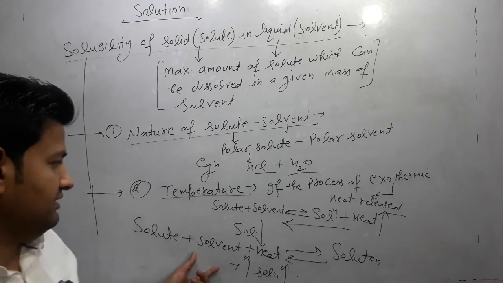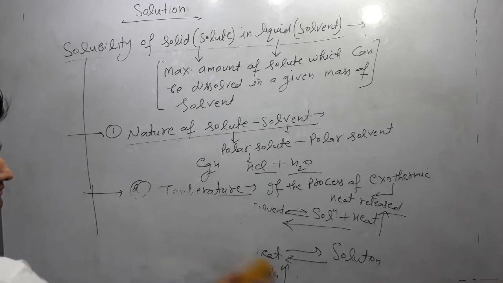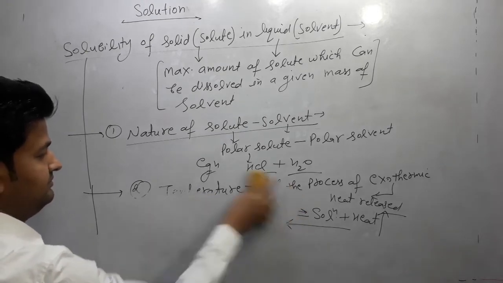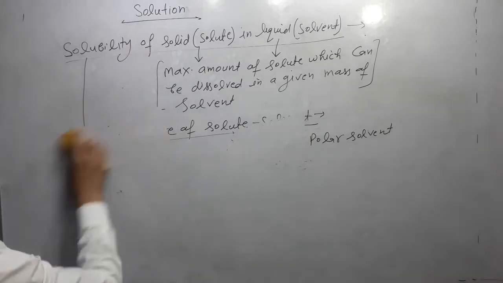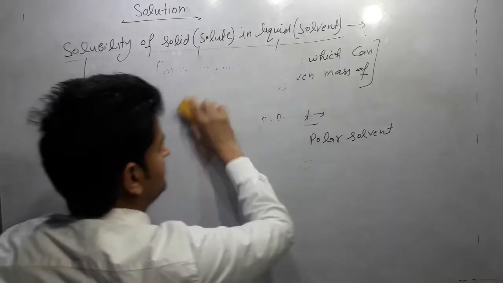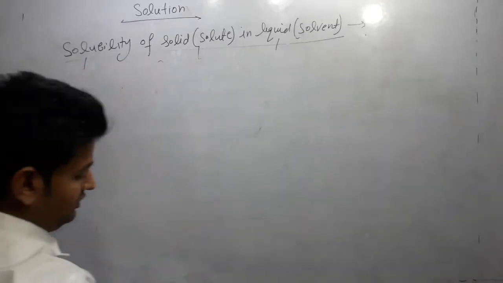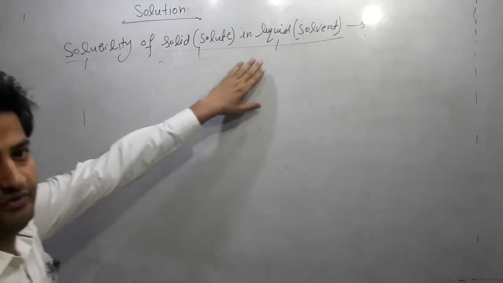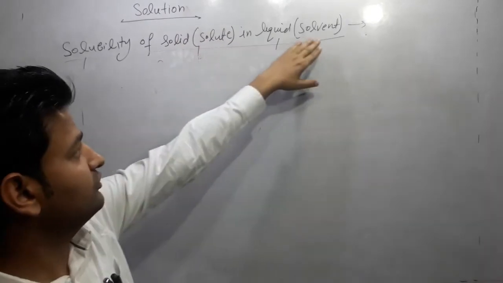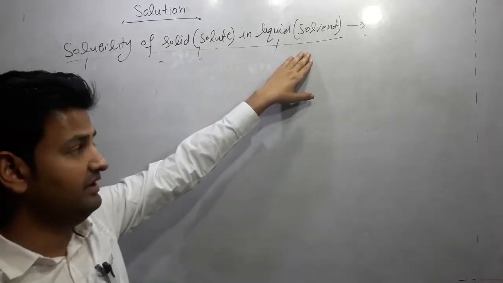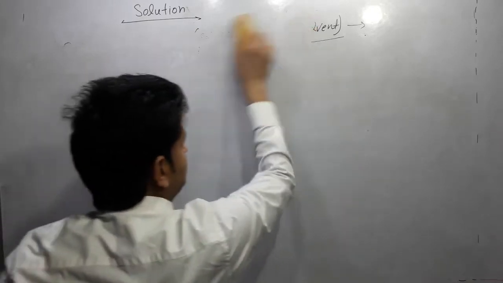Next our point is pressure. Our third factor is pressure. Pressure has no significant role in the solubility of a solid in a liquid, because both the components, solute and solvent, are solid and liquid, and pressure plays no important role in this case.